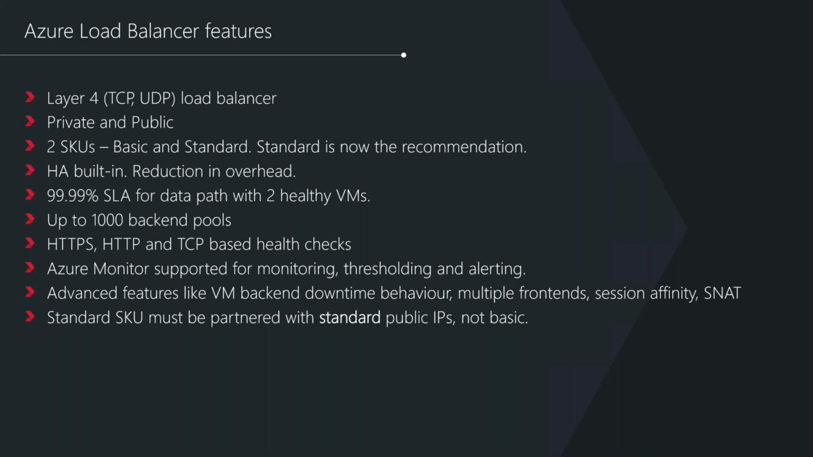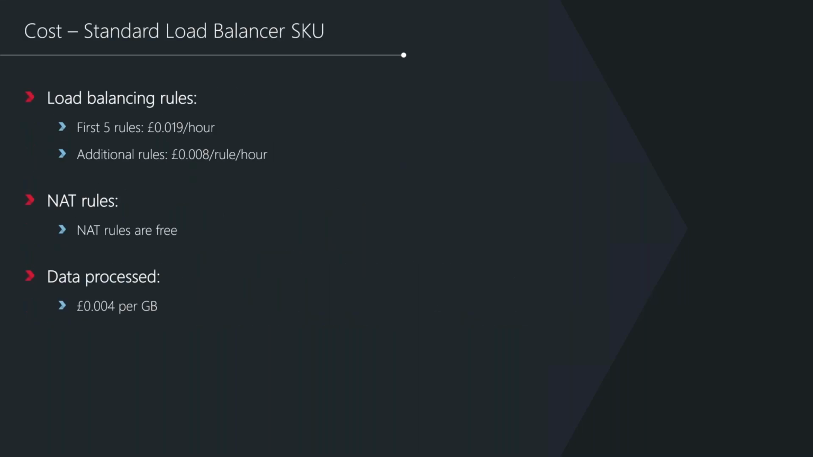And if you are using standard SKU-based public IPs, then you can't use the basic SKU-based load balancer. You have to use the standard SKU-based load balancer if you use standard SKU-based public IPs. The reason we mention that is we have come across customers that use basic static public IPs and want to use a standard load balancer, but you can't mix and match the two. So I just want to highlight that if you want to reuse your basic SKU-based public IPs, we have come across that a couple of times with a few customers.